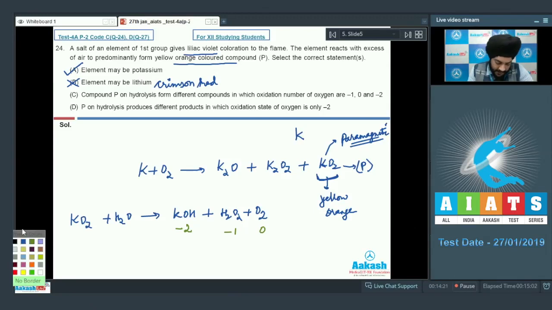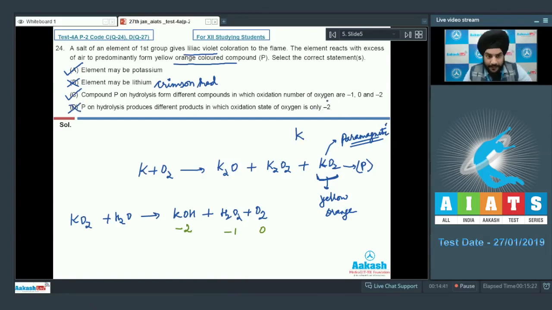If you look at option C now, which says that the compound P on hydrolysis forms different compounds in which oxidation numbers of oxygen are -1, 0 and -2, we can clearly see that this statement is correct. So statement D will automatically be incorrect, which says that the oxidation state of oxygen is only -2.